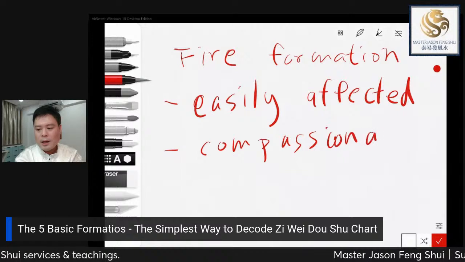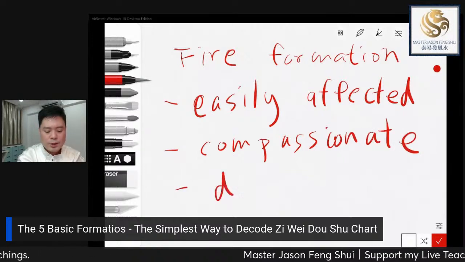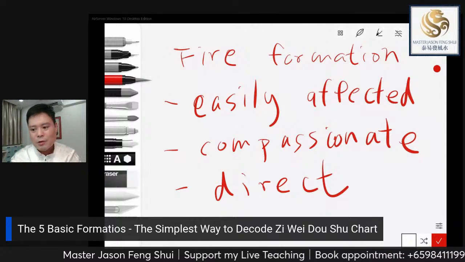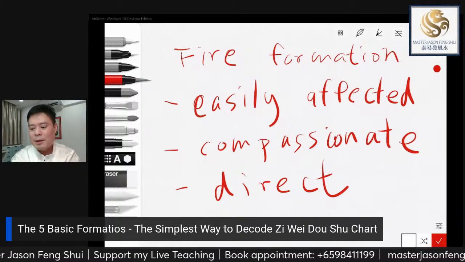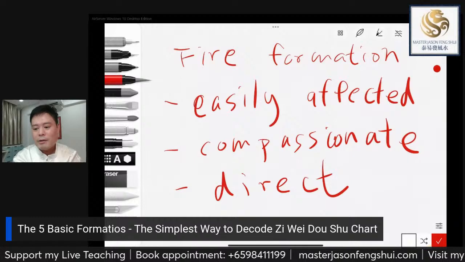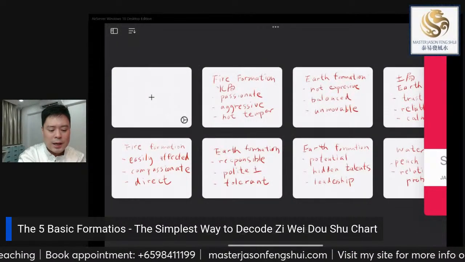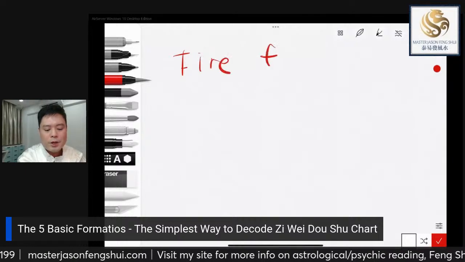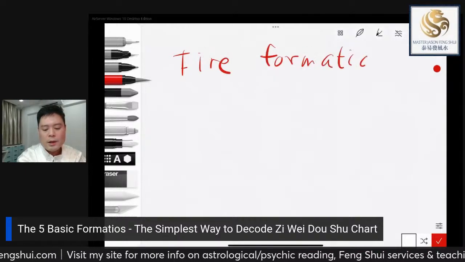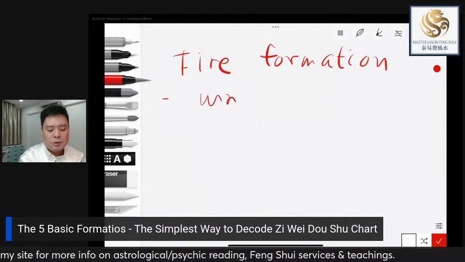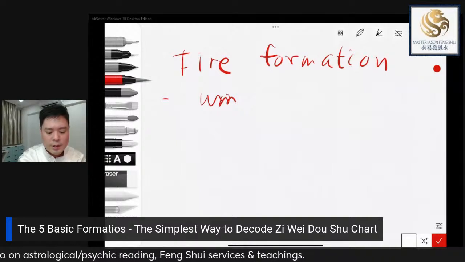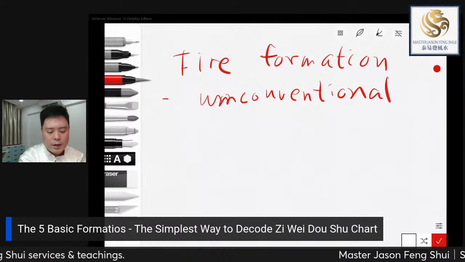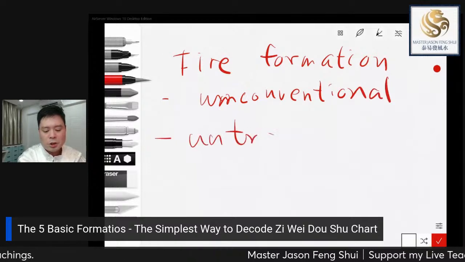Usually they can also be very direct in their approach. Whatever comes into their mind, they will just say it without hiding. Additionally, another side is that they can be very unconventional. Those people who are born with the fire formation can be very unconventional, always being untraditional.